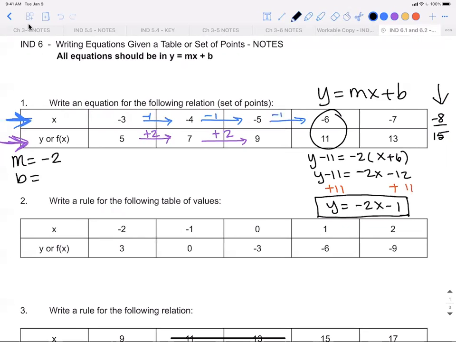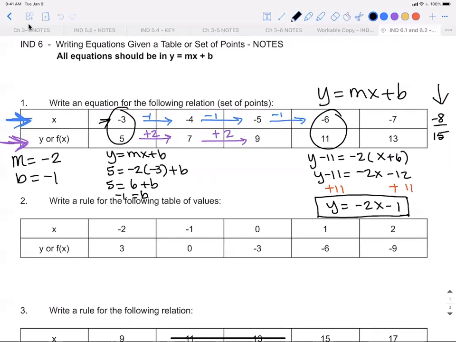The other way to do it is, if you want to find your b, you can start with y equals mx plus b, and you can pick a point, any point, right? Let's pick this one. And I can plug it in with my slope that I've already found. So in this case, my y value is a 5, equals the m I found times the x that I chose to use, which is -3, plus b. And -2 times -3 is +6, plus b. And when I subtract 1 from both sides, I end up getting that b equals -1.